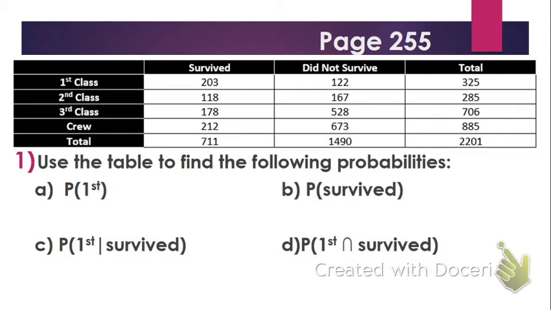What's this first statement asking me to find? Probability that somebody was a first-class passenger. What would my denominator be? 2,201. This is all the passengers, or all passengers and crew, if you want to be really specific there. What should my numerator be? 325. This is all the first class.